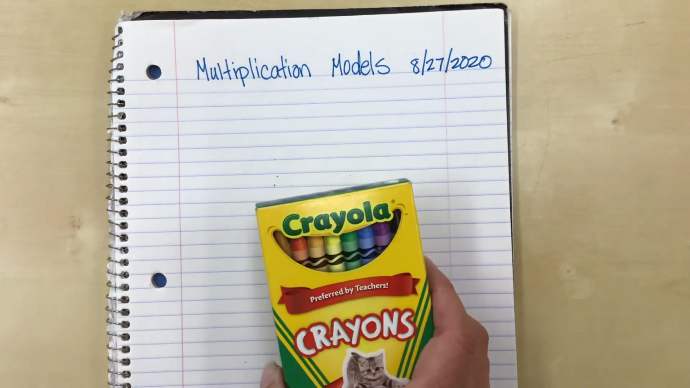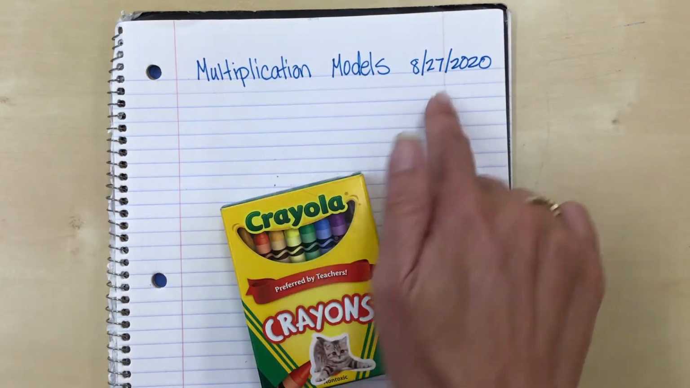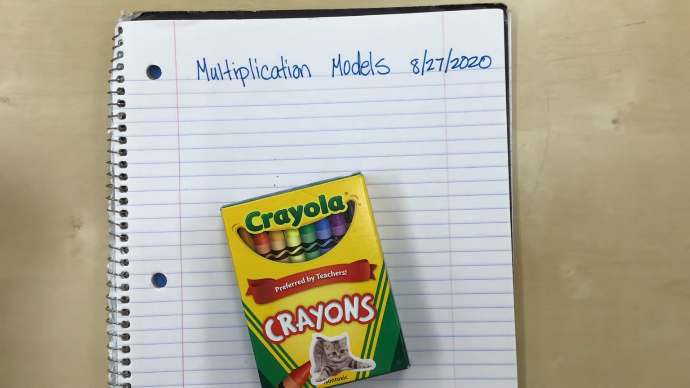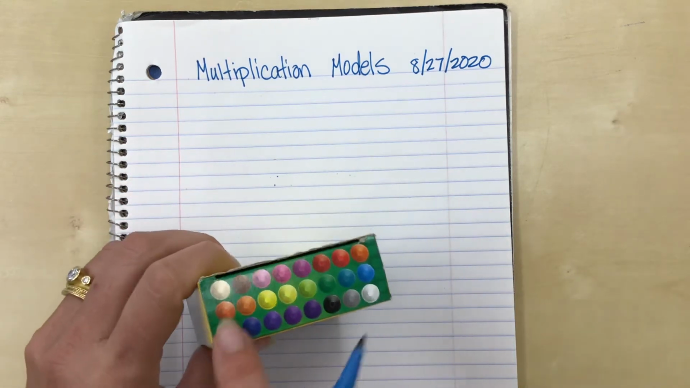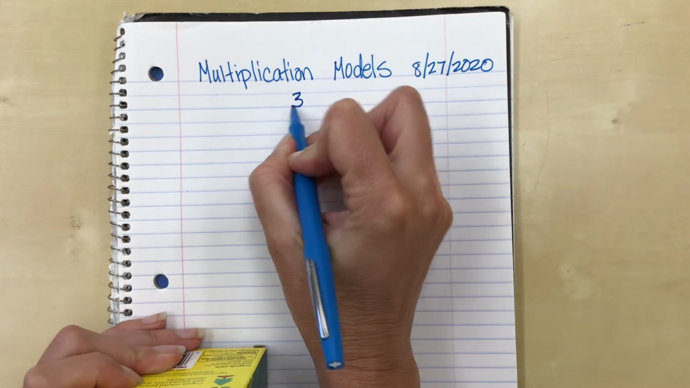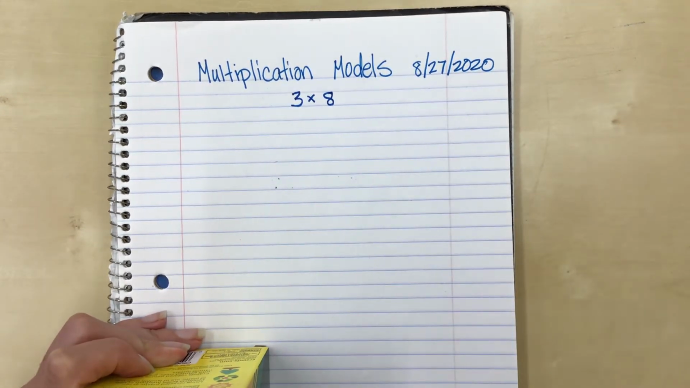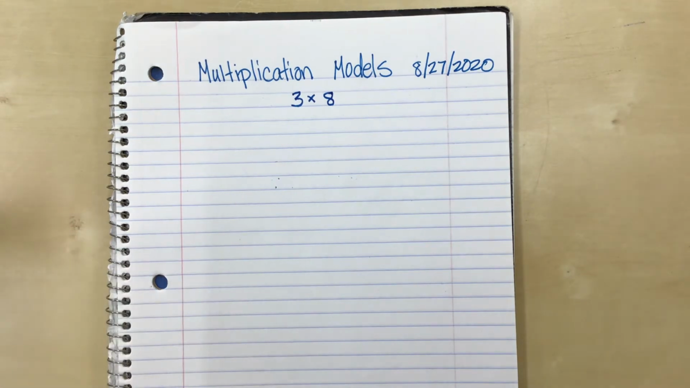So in your math notebook, you are going to write multiplication models with today's date. And the multiplication sentence we are going to write is 3, because there were 3 rows, times 8, because there were 8 across. So go ahead and pause it if you need to. 3 times 8. All right.